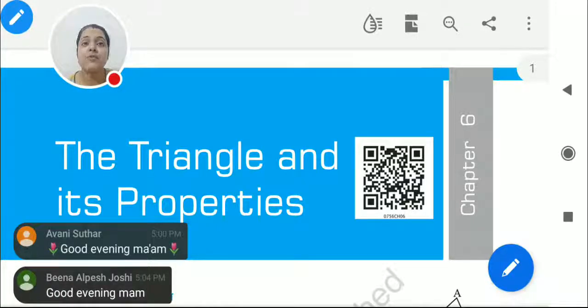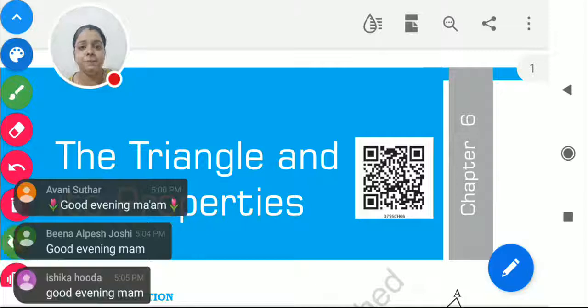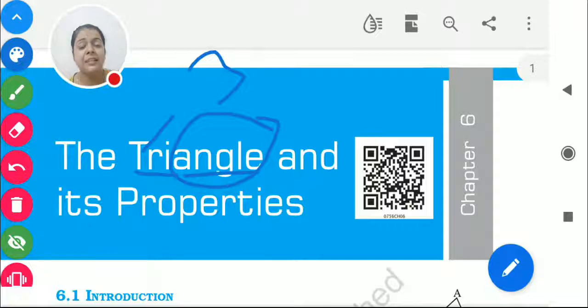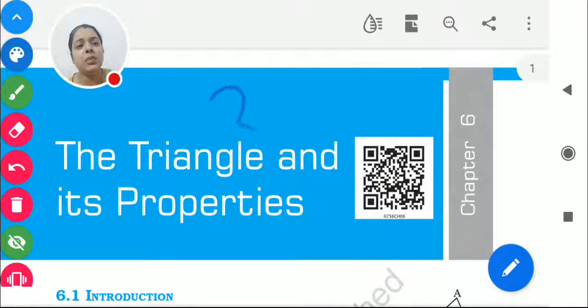So how many kinds of triangles are there? Means we know triangle. Triangle is what? Which is having three angles, right? So what we find here, we are having three angles, triangle. Tri means three and angles means the angles. So triangle means a geometrical shape which is having three angles, is actually known as triangle, right?